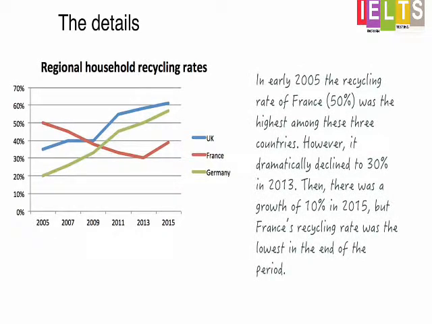Again, I describe France's rate in the beginning of the period, in the end of the period, and in some important points. In early 2005, the recycling rate of France, 50%, was the highest among the three countries. However, it dramatically declined to 30% in 2013. Then, there was a growth of 10% in 2015, but France's recycling rate was the lowest in the end of the period. As you see, I use the superlatives and an adverb, dramatically, to highlight the big change.